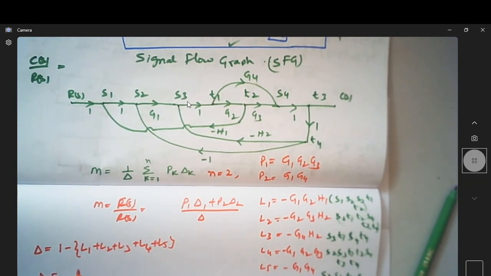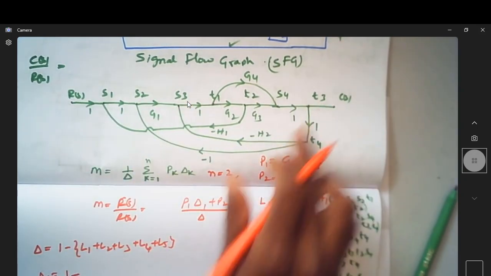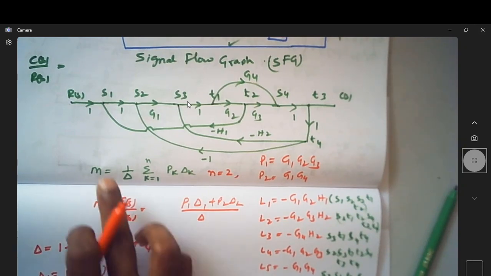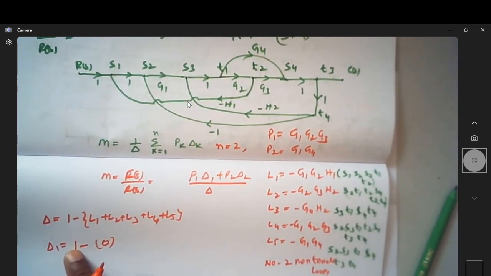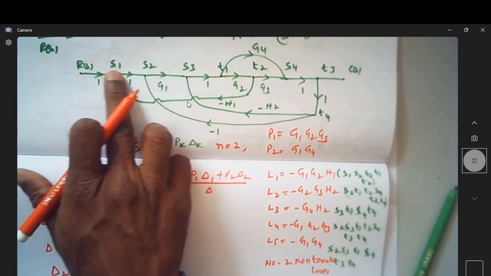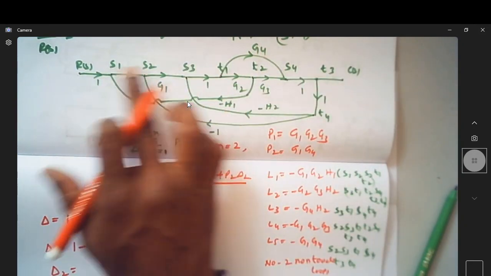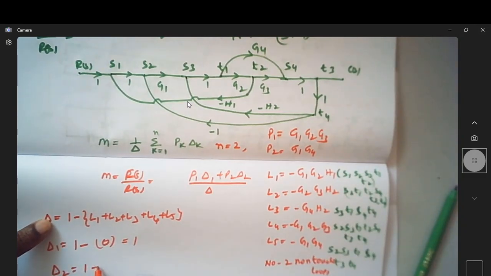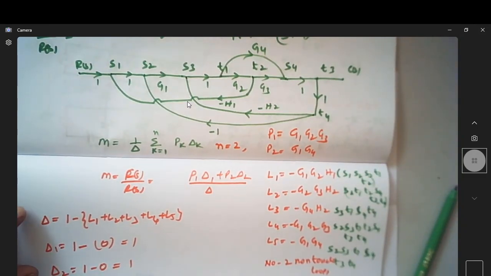So this means that all the loops will touch the first forward path. So there are no such loops which are not touching the first forward path. That's why delta 1 is equal to 1 minus 0, which is 1. Same is the case with delta 2. So this is my second forward path. All the loops will touch the second forward path. So that's also 1 minus 0, it is 1.